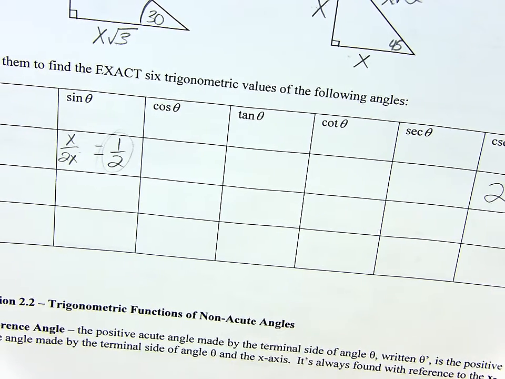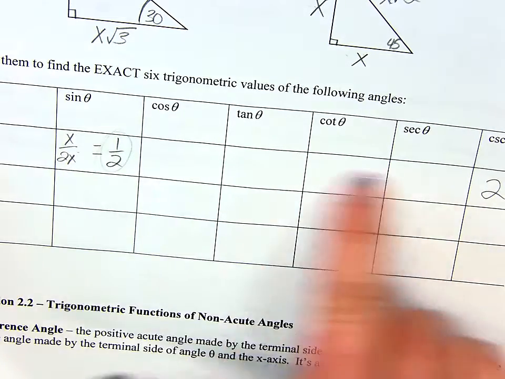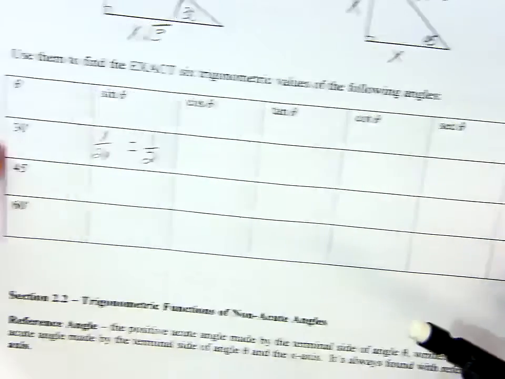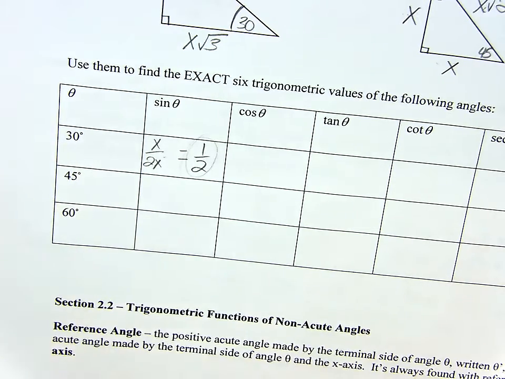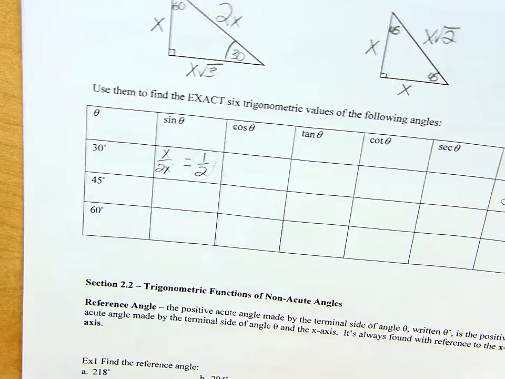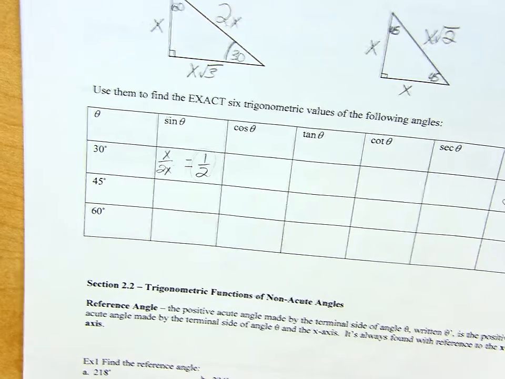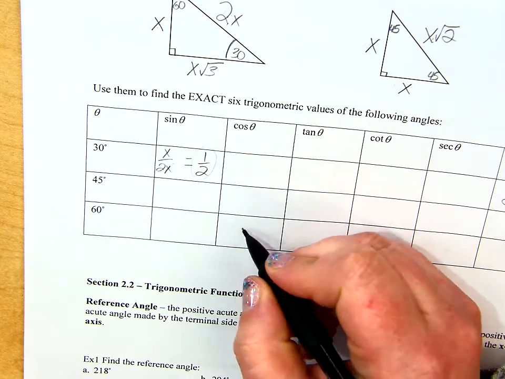Who has to be the same as sine of 30? You don't know any other ones in this row, but in the whole chart you know two more. Who has to be the same as sine of 30? Cosine of 60. Because they are cofunctions.